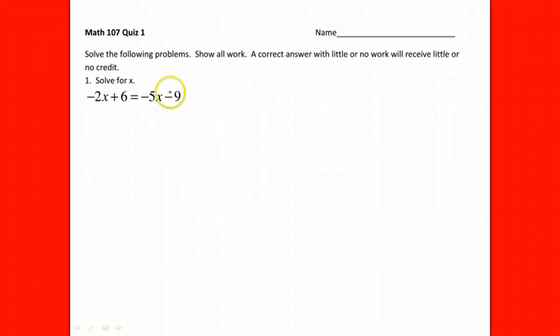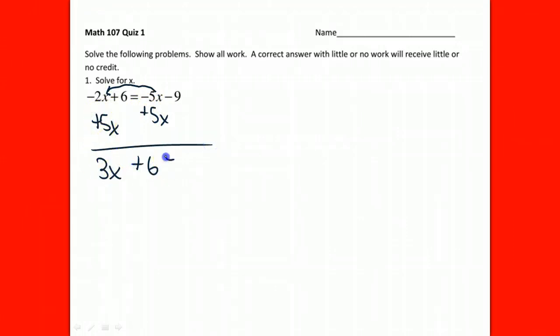Okay, this is the solution video for our 107 quiz 1. We want to first start by solving this linear equation. Want the x's together, we're going to add 5x to both sides, giving us 3x plus 6 equals a negative 9.